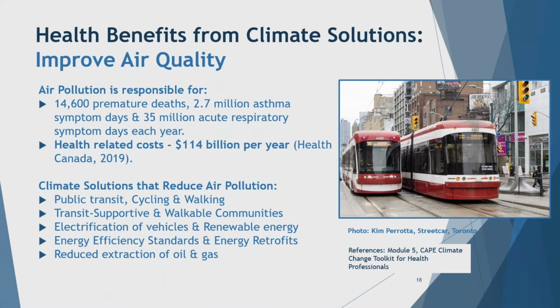So again, when we look at some of the climate solutions that reduce air pollution, public transit is known to reduce air pollution, as are cycling, walking, and creating transit-supportive and walkable communities that foster and encourage people to use active modes of transportation. The electrification of vehicles, cultivating renewable energies, bringing in energy efficiency standards, building code standards, energy retrofits to existing buildings, and then reducing the extraction of oil and gas. Again, oil and gas doesn't just emit greenhouse gases, it actually emits substantial quantities of air pollutants and air toxics.